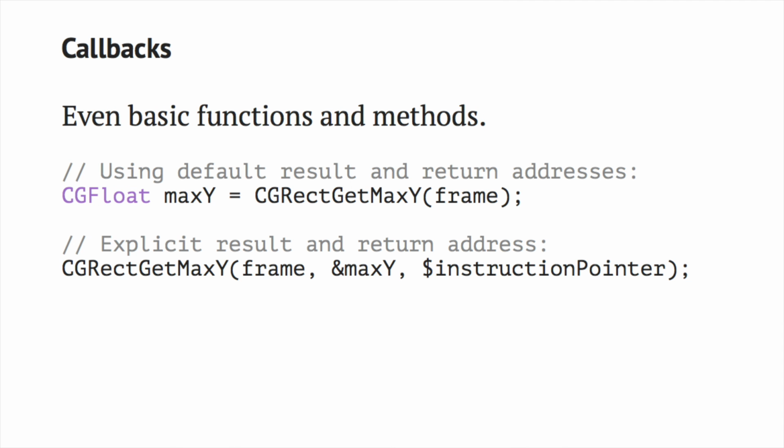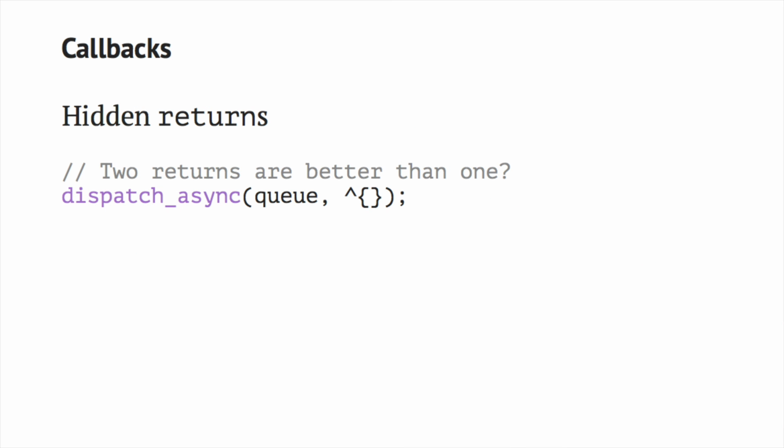Even basic functions are in a way callbacks. There are conventions and defaults. When you call a function, the function will write its result and jump back to the return address based on calling conventions. But in a way, that's a callback where you say, here's the address, use the default address for storing a value and jump back to wherever the code is calling from.